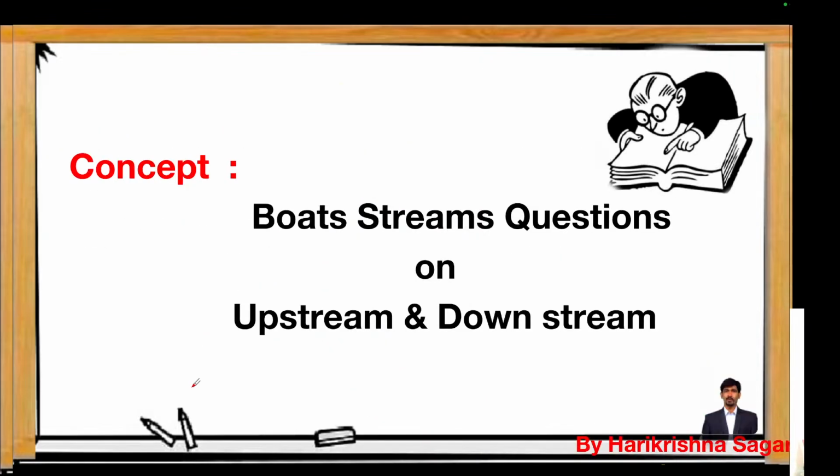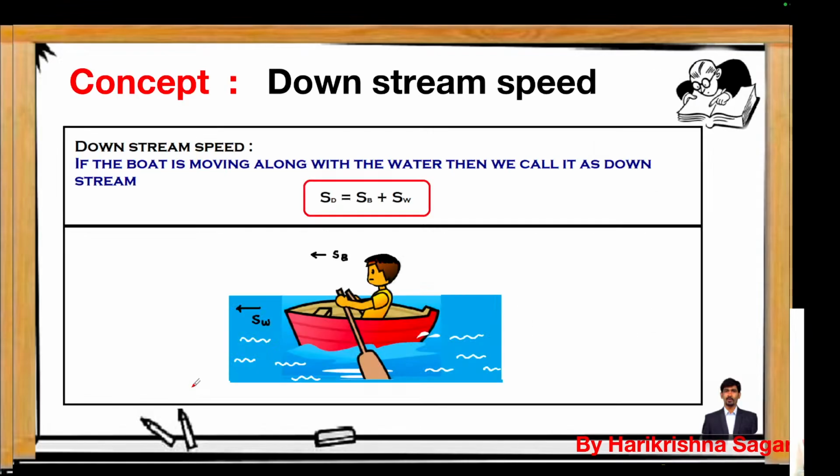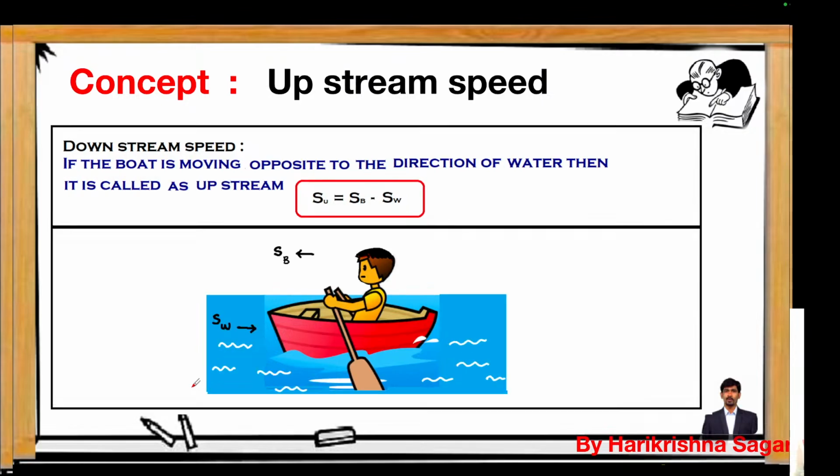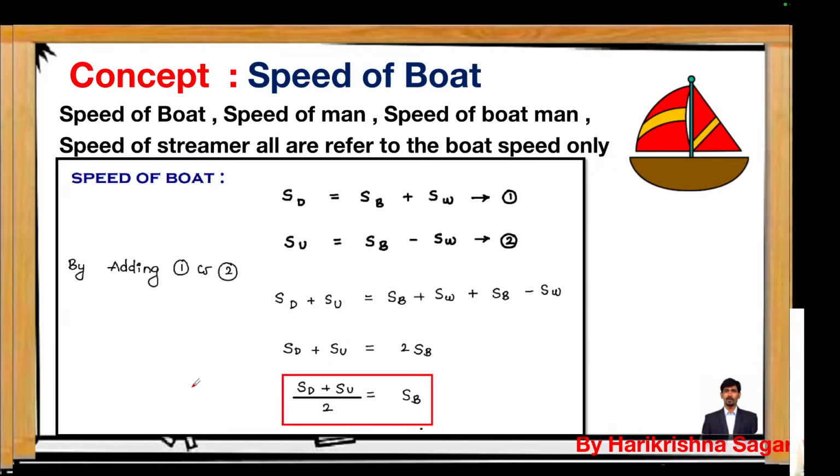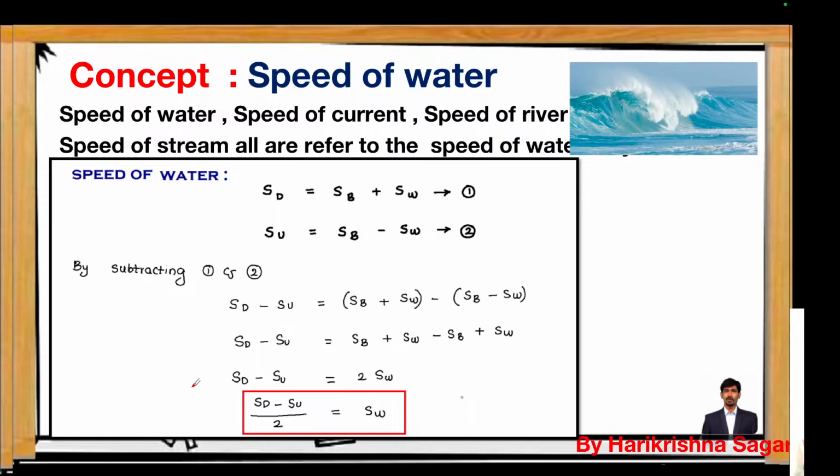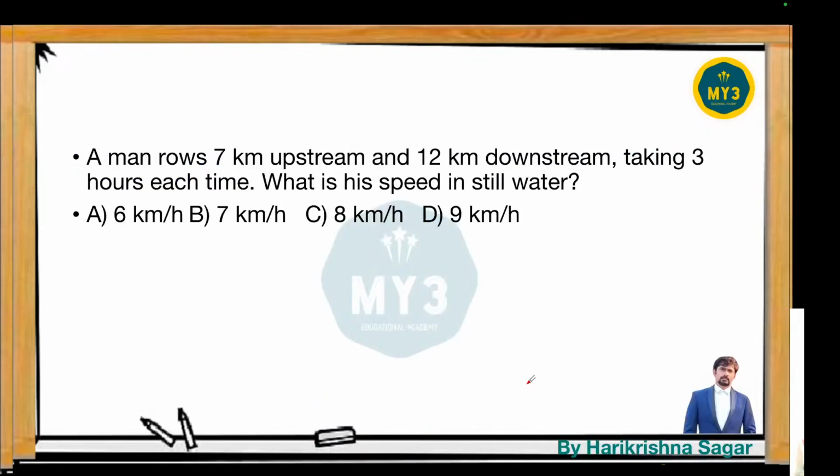You can just look at the practice questions. And sometimes in boats and streams, you just remember these formulas. Downstream means boat speed plus water speed. Upstream means boat speed minus water speed. Sometimes upstream and downstream speeds are given, and they will ask for the speed of the boat or the speed of the water. At that time you can use the formulas. Speed of the boat is downstream plus upstream divided by 2. Speed of the water is downstream minus upstream divided by 2. So use these formulas while you are solving the question.